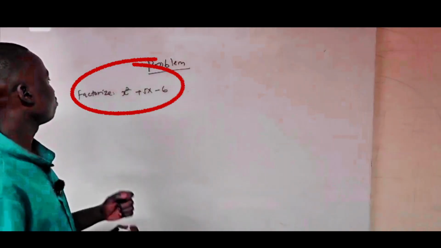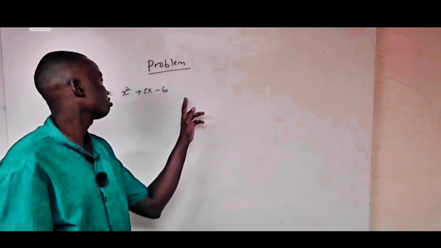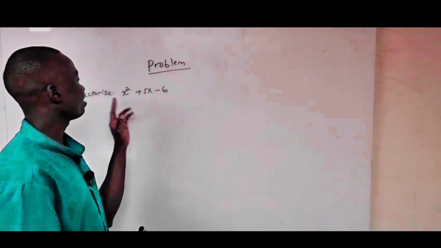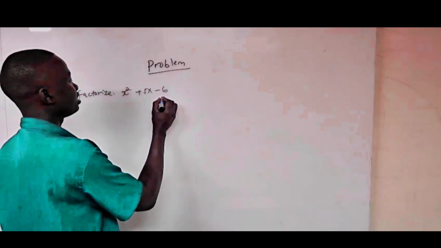We are told to factorize this one here. This one is a quadratic expression, as you can see here, x squared plus 5x minus 6. Now let's begin.